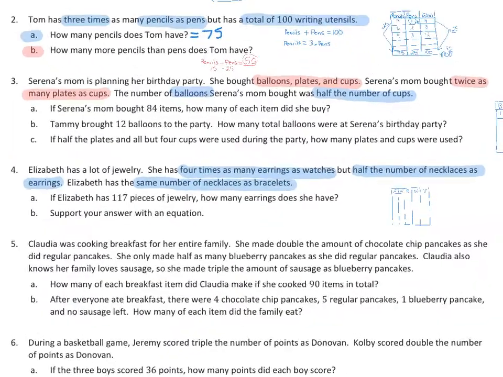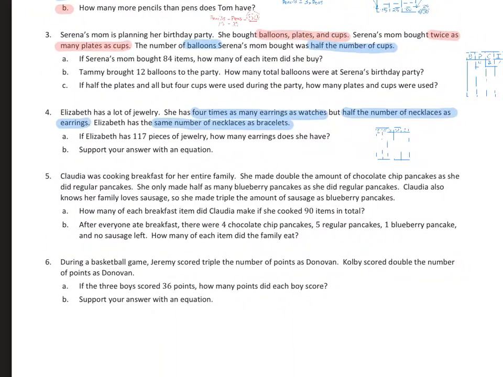Let's check out question 3. So question 3, we've got ourselves a party that Mama's throwing, and she's got balloons, plates, and cups. So we have some information: twice as many plates as cups, half, right? Balloons are half cups. So cups seems to be right in the middle, right? Balloons are the least, and plates are the most.